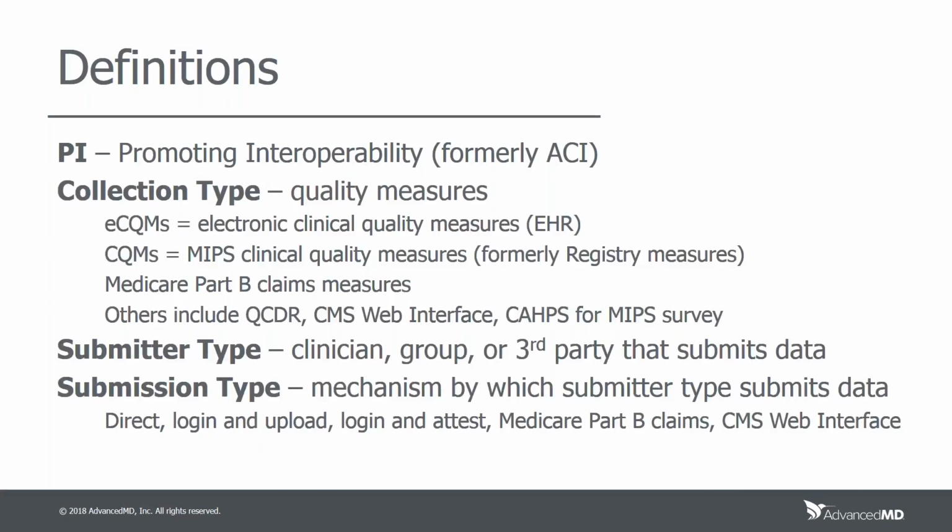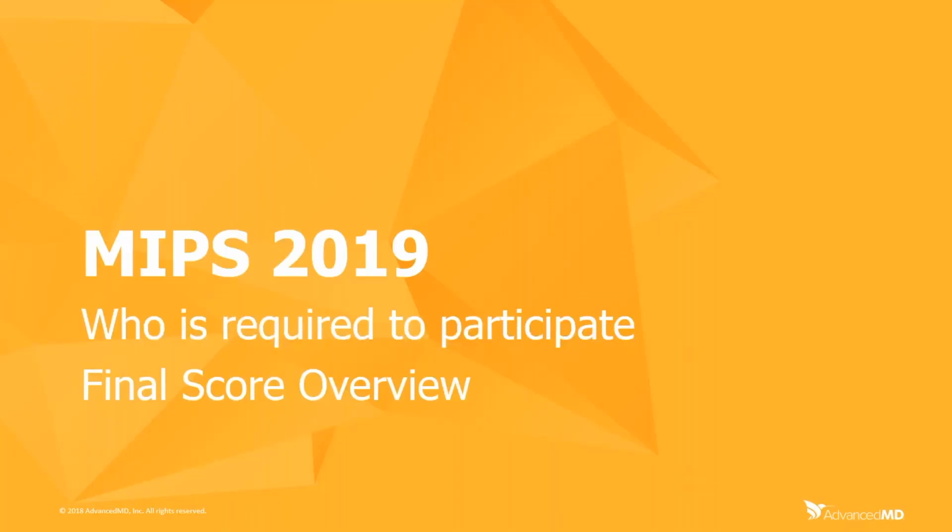Submitter type is what CMS is now referring to when they're talking about a clinician, a group, or a third party that is actually submitting the data. And then submission type is referring to the mechanism by which that data is submitted. So hopefully that will help you as you start looking through some of the materials from CMS to know what their new terms are. So let's get started.